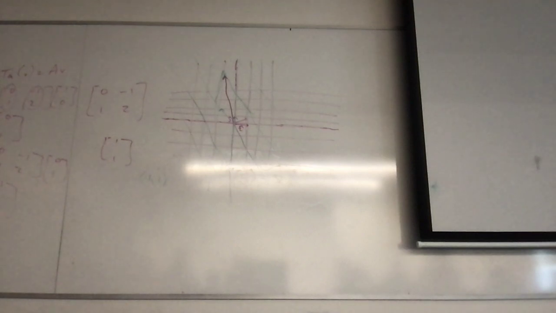And then what about j hat? What happens if we take j hat, which remember is 0, 1, and we rotate it 45 degrees counterclockwise? So we're starting with this, and we're ending up there. Any guesses? Yeah. Minus 1/√2. Yep. So it's minus 1/√2, 1/√2. Cool.